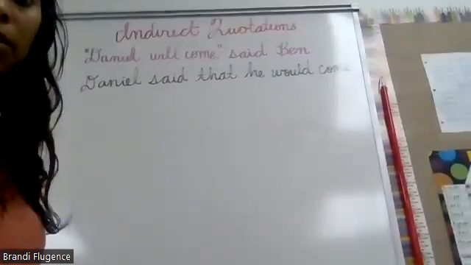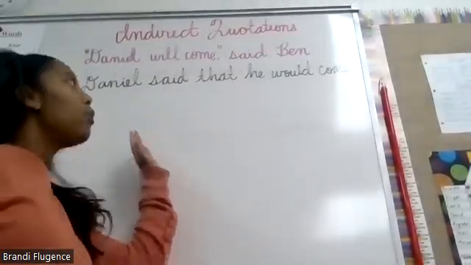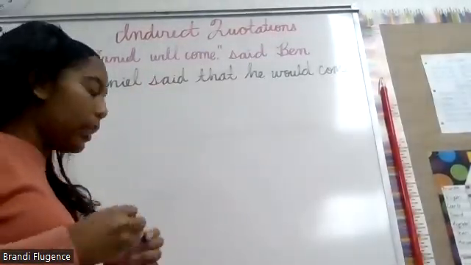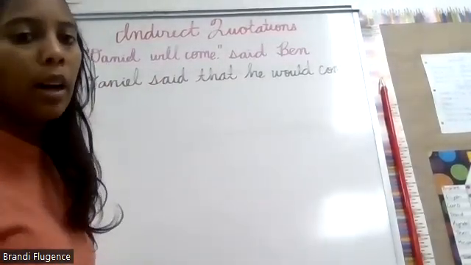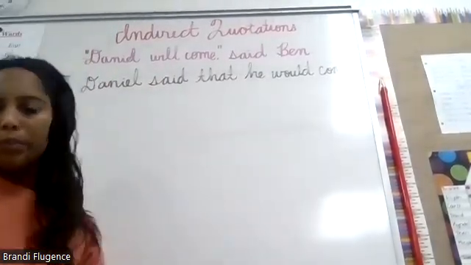Daniel said that he would come. So this will be the indirect. We're repeating. Okay, write this one down, guys. Daniel said that he would come. Both of them?